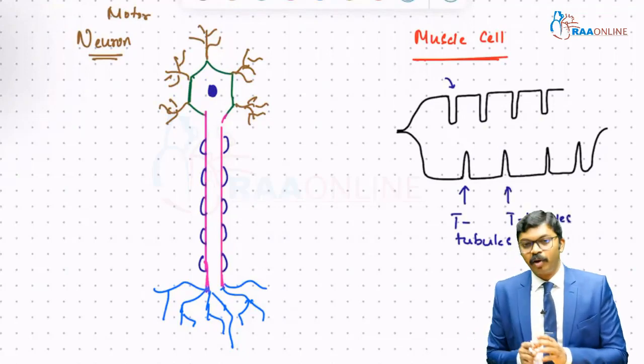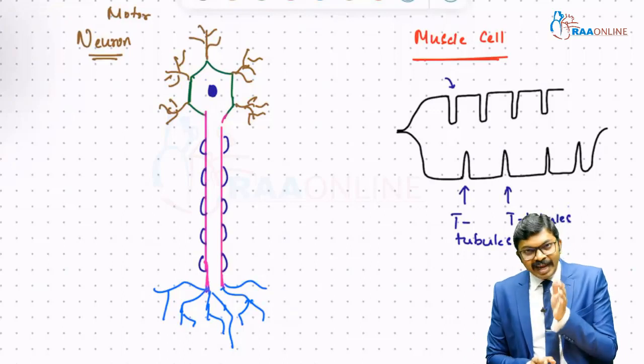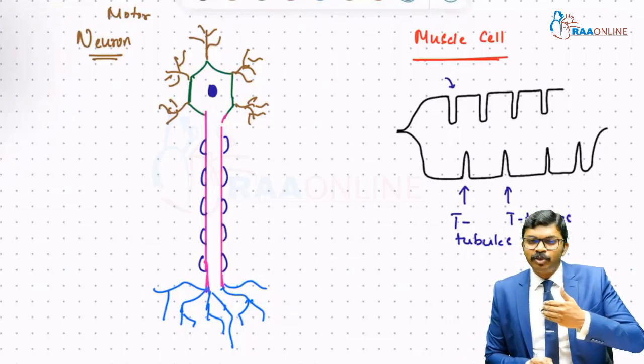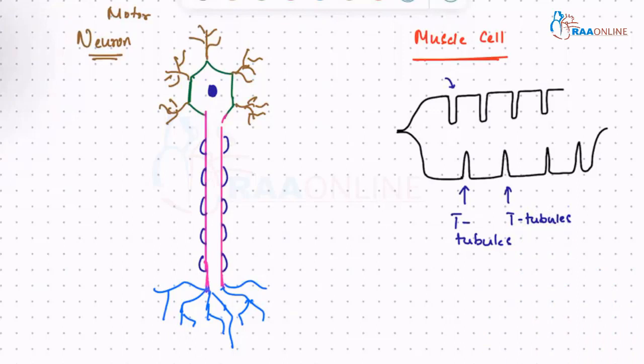At one spot, the T-tubule ends and the membrane is thrown into very tiny foldings. And those tiny foldings, guys, are what is called the motor end plate. And this motor end plate is the region where a neuronal ending comes and makes contact.